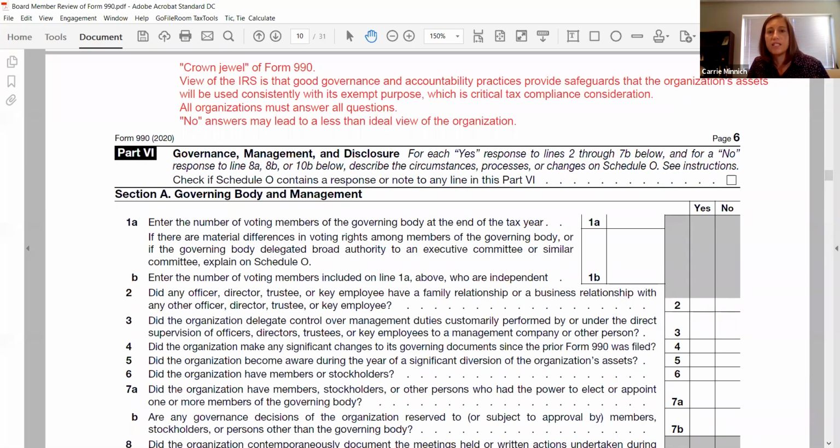Some of the questions here ask about certain policies and procedures in place. These policies and procedures are not required by the IRS. And you'll see in the next section, it specifically says that they are not required. However, they are more of best practices. And if you answer these questions no, the reader may have a less than ideal view of your organization. So again, it's not an IRS requirement to have these in place. It's more of a best practices. And you probably want to make sure that you have as many of these in place as possible.